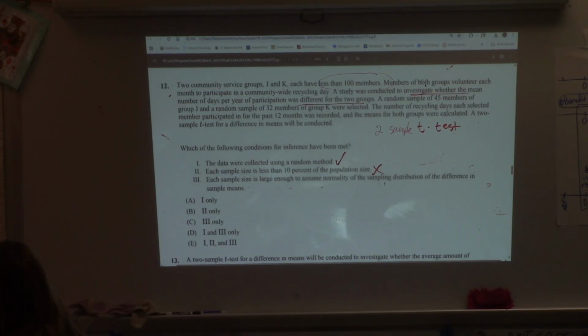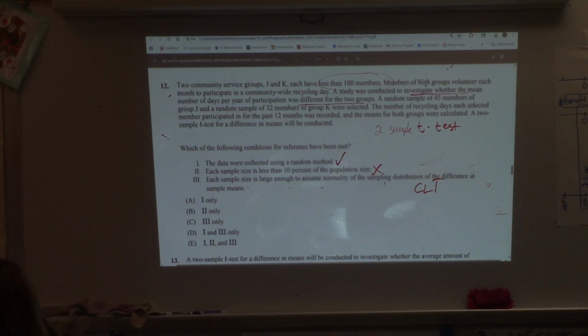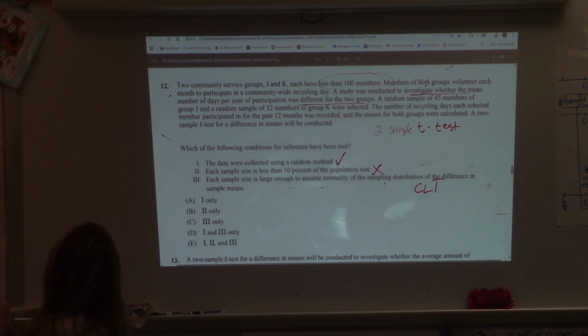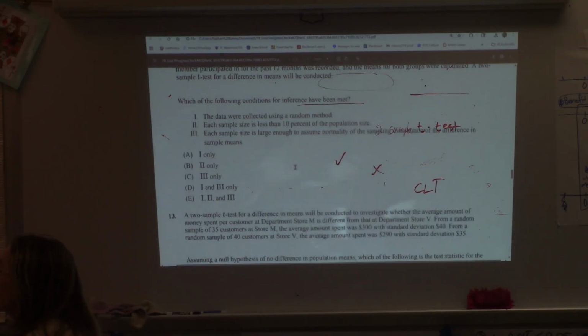Is each sample large enough to assume normality of the sampling distribution of the difference in sample means? Yes. Why? It's over 30, so it's satisfying the central limit theorem. Don't forget that central limit theorem is at play. So the correct answer is D, 1 and 3. I'm not sure what the most common incorrect answer here was, but we do want to recognize we got random, we got central limit theorem. But those samples are way too big with respect to the population size.